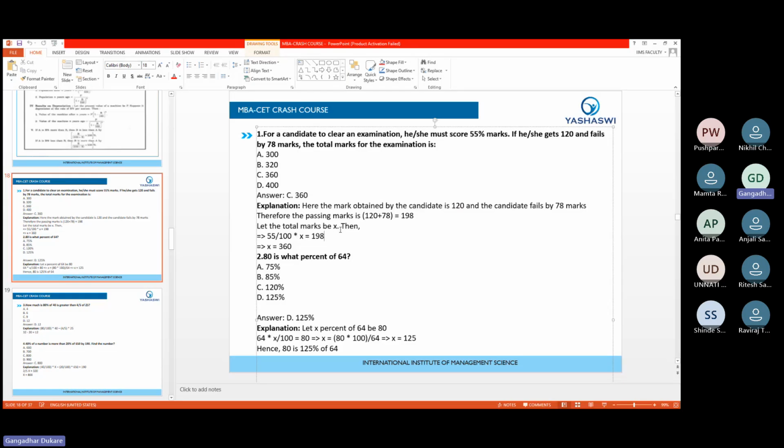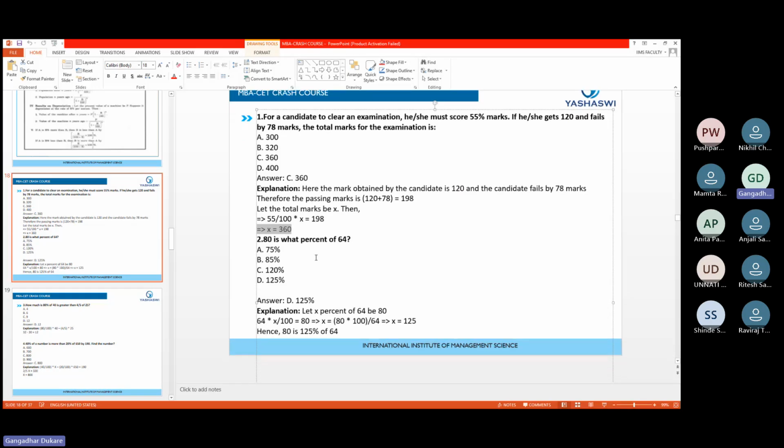So the total marks will be considered x, that is 55 divided by 100 into x equals 198. So x equals how much? That is 360. Likewise, we need to calculate. Then a simple one is given: 80 is what percent of 64?